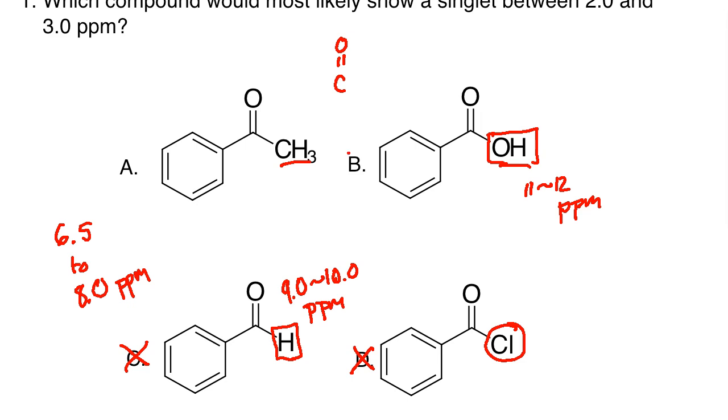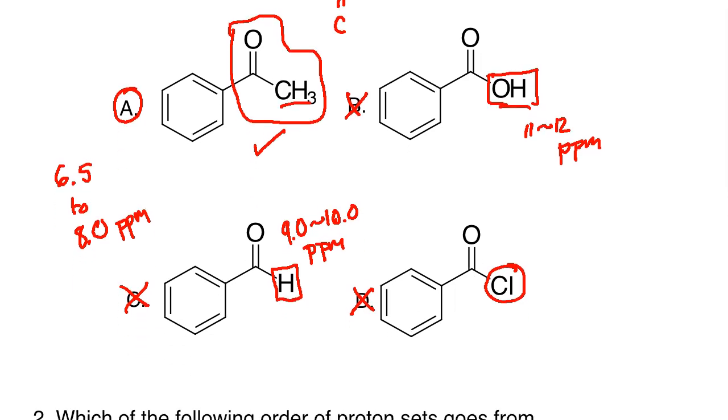So this one should also be out. That leaves choice A, and if you remember the trends that we went through, a methyl ketone, which is what this is, should show up anywhere in like the 2 to 2.5 region. So this is the most likely candidate for where we would find a peak between 2 and 3 ppm for question 1.